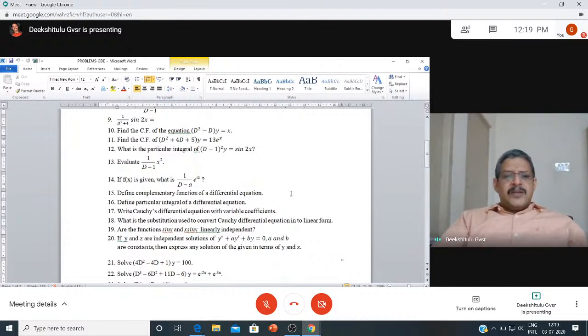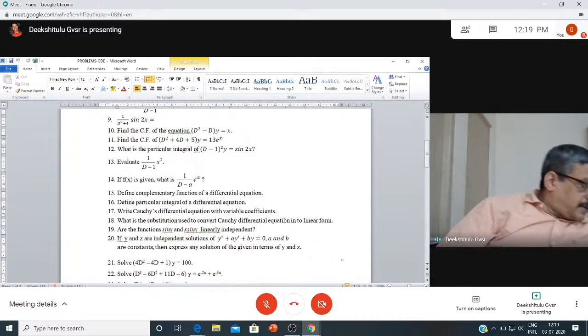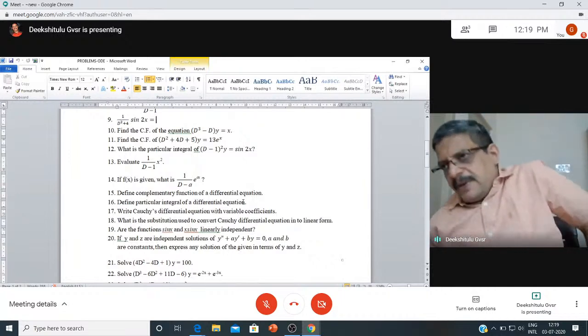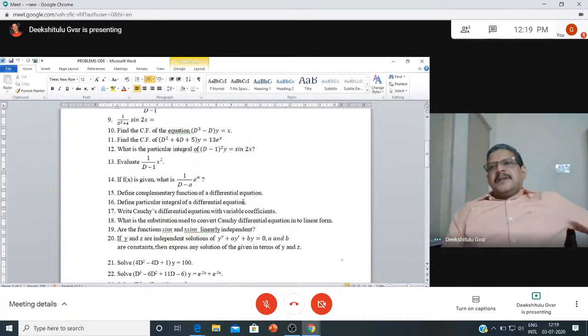For all these things you can write some alternatives A, B, C, D. If all these questions are nothing but multiple choice questions, you can write some options and write the correct answer. Now, next one is, what is complementary function? It is not an essay question. This also can be expressed as a multiple choice question.